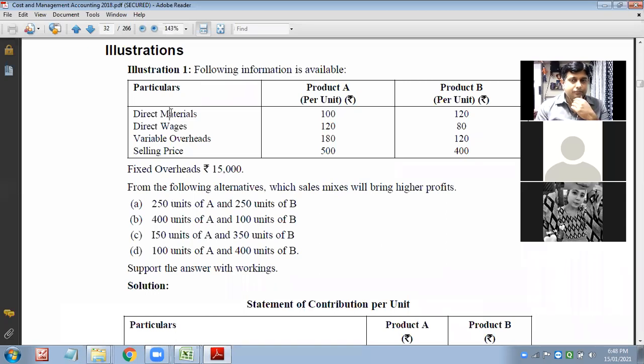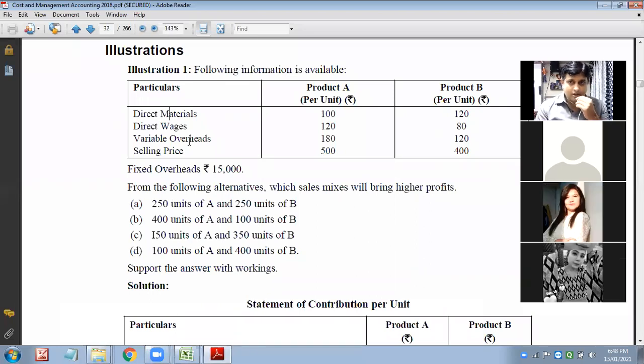Anyone? Direct material will be considered as variable cost or fixed cost? Right answer. Direct wages? Variable cost. Very good. Variable overhead, variable cost में आएगा ना?